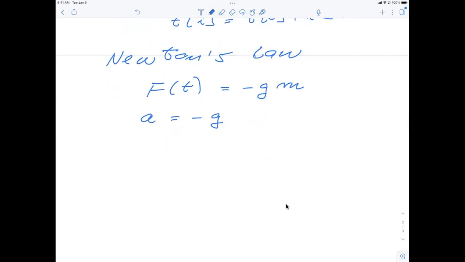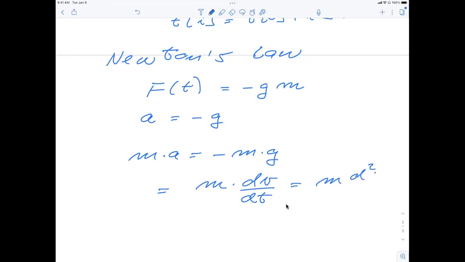So we would now take Newton's law, because this is m times a, which in our case is equal to minus m times g. That is actually equal to mass times the derivative of velocity with respect to time, which we again can rewrite as m times the second derivative of y with respect to time here. So these are the equations which we used last time to integrate up.